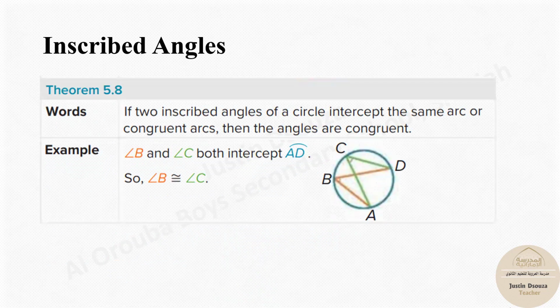Now in this theorem, we can see this figure where two inscribed angles are there. You can see B and C are inscribed angles. But look at the ends over here. What's happening? This arc is the same for both the inscribed angle C and the inscribed angle B. So when the arcs are the same for both, we must remember that these angles are congruent. Because the arcs are congruent, therefore these inscribed angles are also congruent.